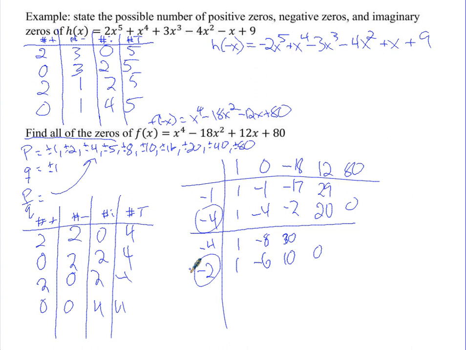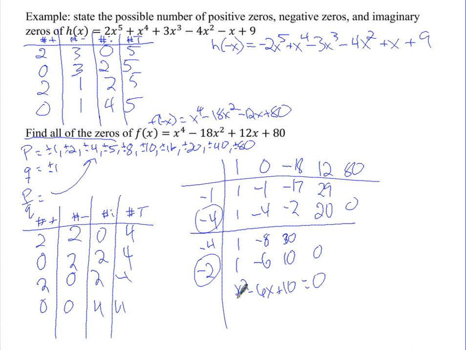We found our two negative real roots. So now we're down to x squared minus 6x plus 10 equals 0. We're down to our second degree polynomial, which means we can use either factoring or the box method or the quadratic formula.